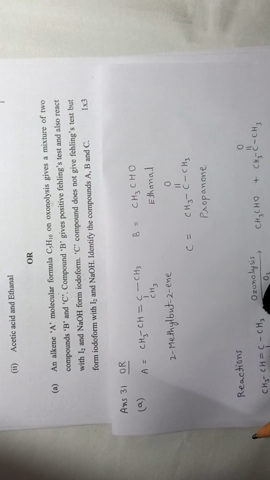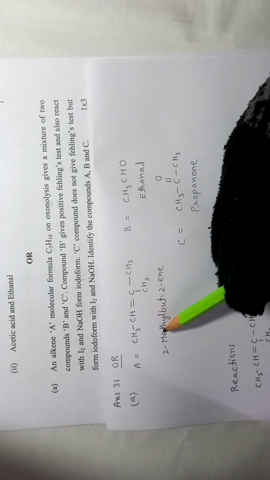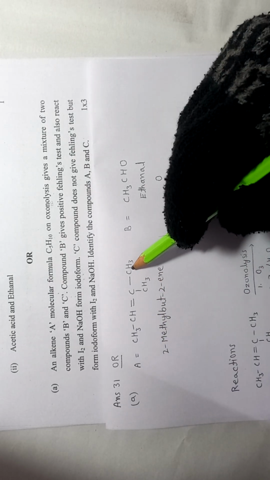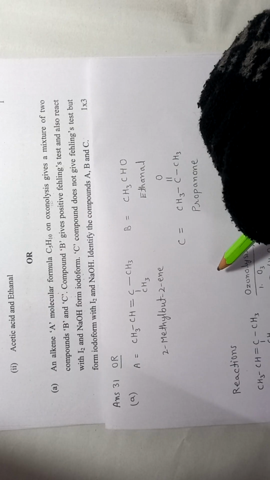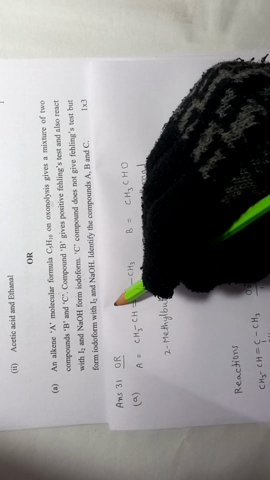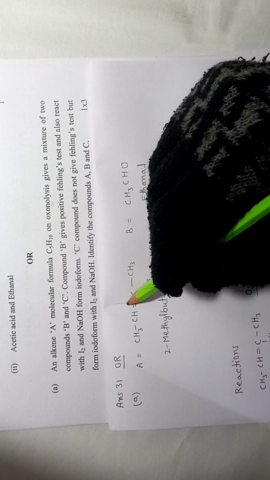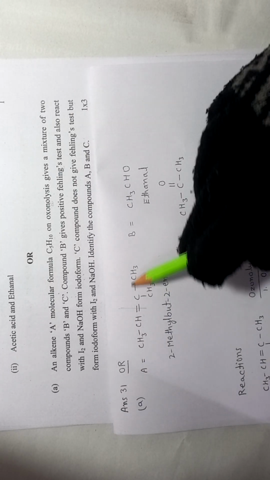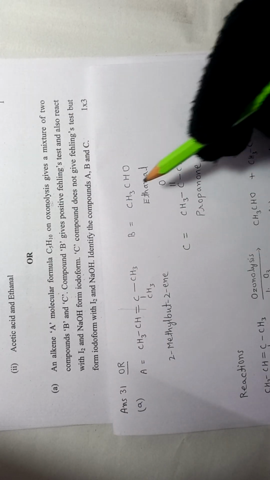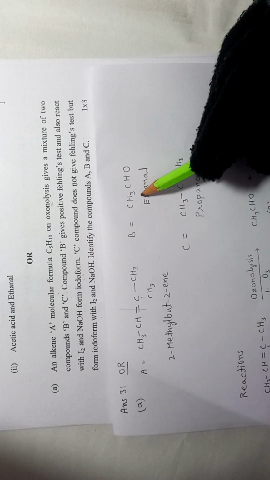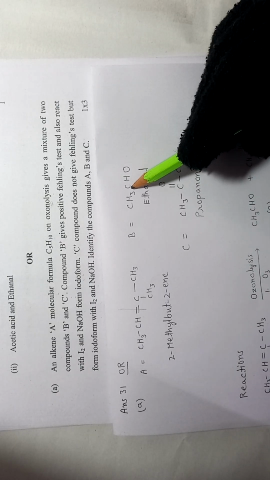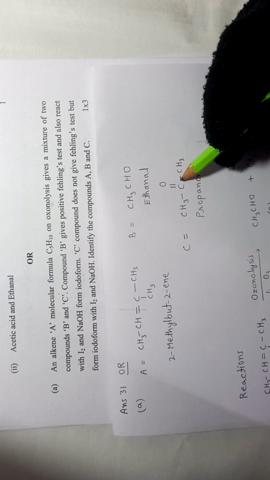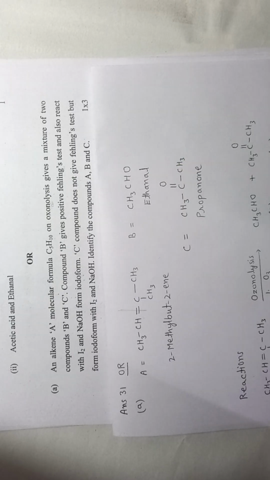So based on this information, we get that A is this alkene, 2-methylbut-2-ene, and on ozonolysis this bond is broken, and so we get ethanal and acetone, these two compounds. So this is B and this is C. Now, why is this B? Because it gives the Fehling test. C is a ketone, so it doesn't give the Fehling test, and both will give the iodoform test.